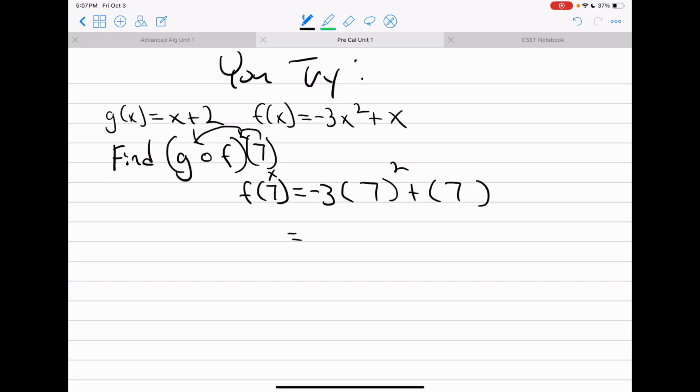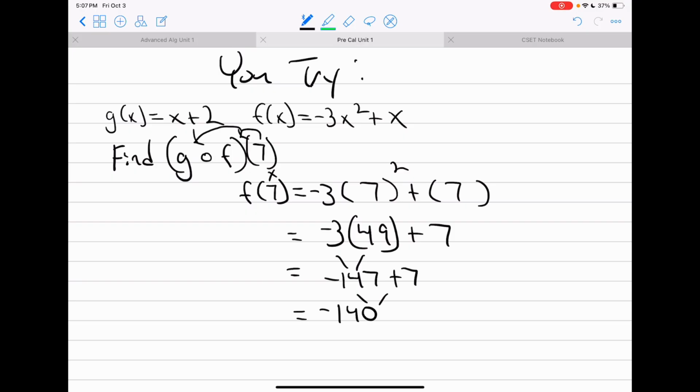So f of 7, my exponent, 7 squared, is 49. That's a negative 3 times 49, plus 7. Keep it going. Negative 3 times 49, I don't know what that is. 49 times 3 is negative 147, plus 7. Keeping that going, negative 147 plus 7 is negative 140. So f of 7 equals negative 140.